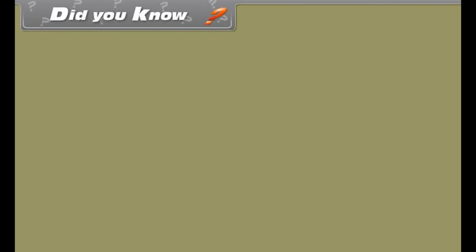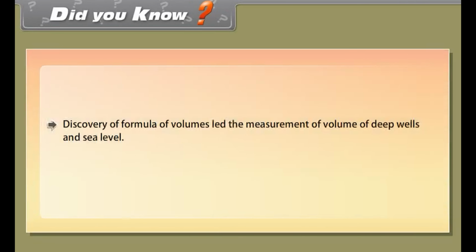Did you know? Discovery of formula of volumes led to the measurement of volume of deep wells and sea level.